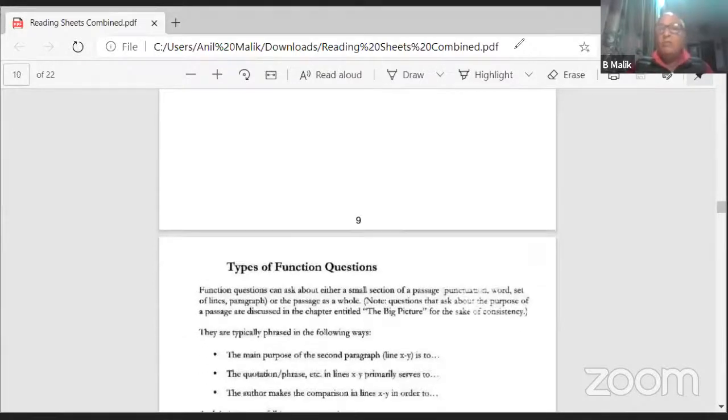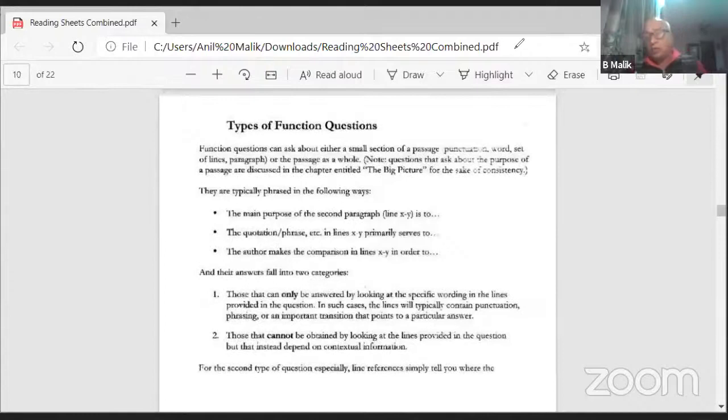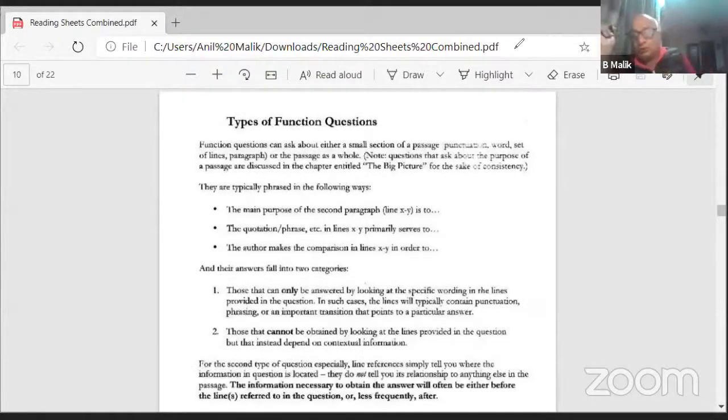Right. Now we come to a question called a function question, sir. Now, what is a function question? A function question is not asking you what has the author written, right? He's asking you why has the author written it. And I show you this little piece of paper just to tell you how a function question is worded.